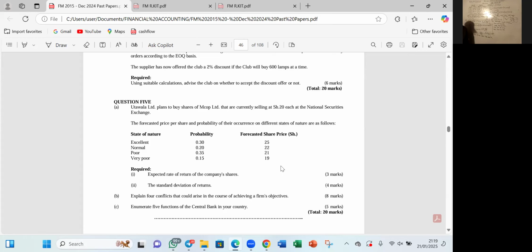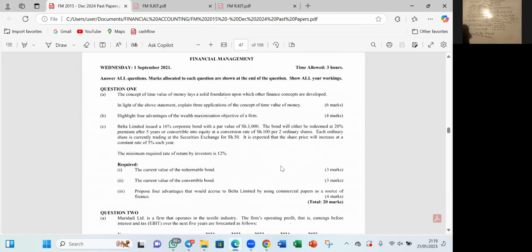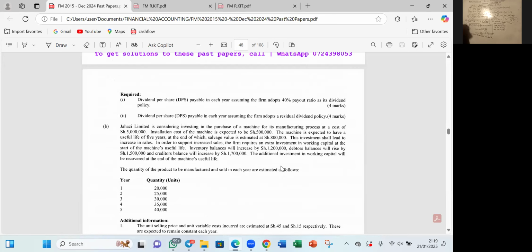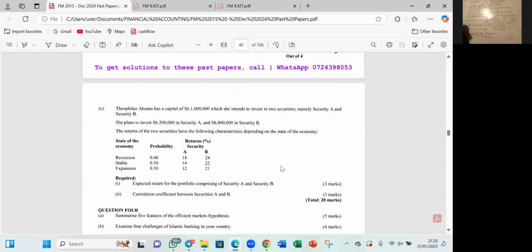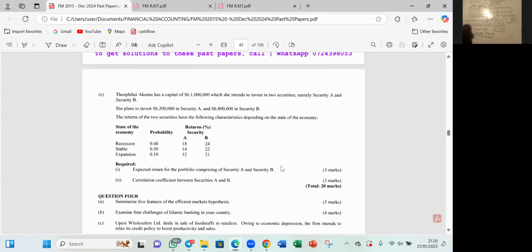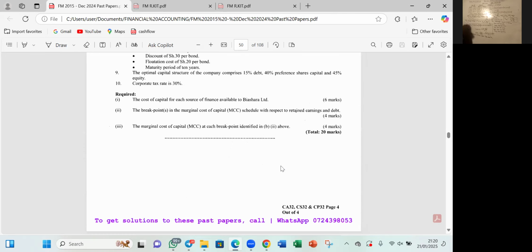That one you can do. Expected return and standard deviation. September 2021, we have that question, question number 3C. Same thing. Compute the expected return of the portfolio A and B. Up there you see you have been given some figures. Those figures are used to find the weight. Number 2, coefficient of correlation of A and B. That one is okay, we don't need to talk about it.